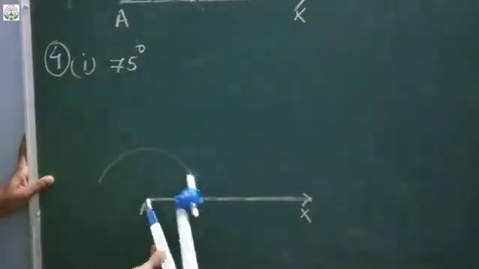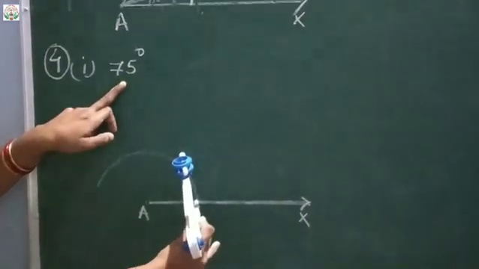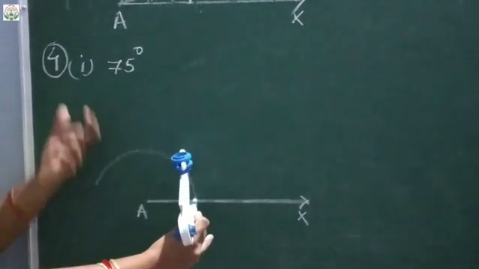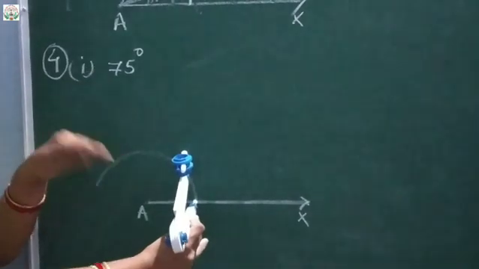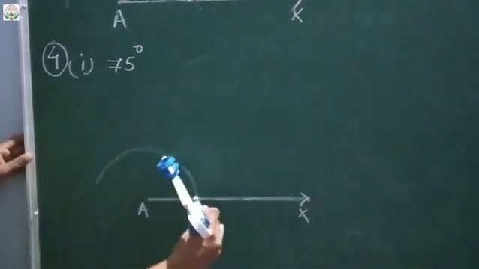Okay. Now again with the help of this, first 75. For that we need to have 60 degree and 90 degree, because 75 is the midpoint, or the angle bisector, of 60 and 90. Means we need to have 90 also.